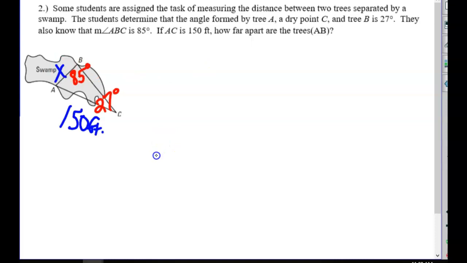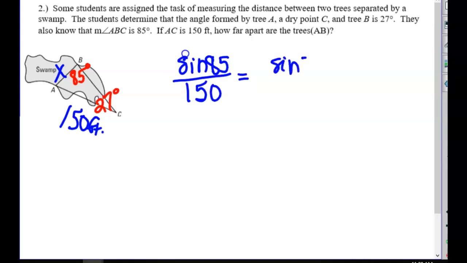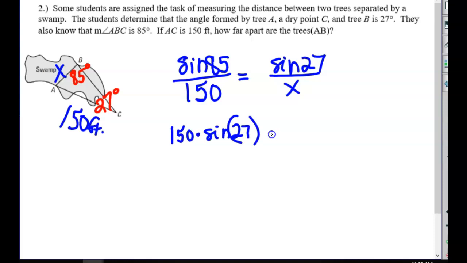Okay, do I need to redraw that? What can we do? Yeah, they are just straight across. We don't even need to find the angle at A, right? Sine of is across from. All right, so we have 150 times the sine of 27 divided by the sine of 85.